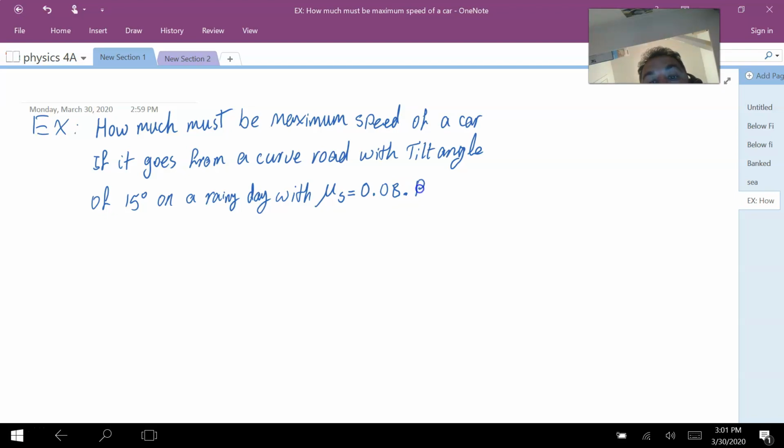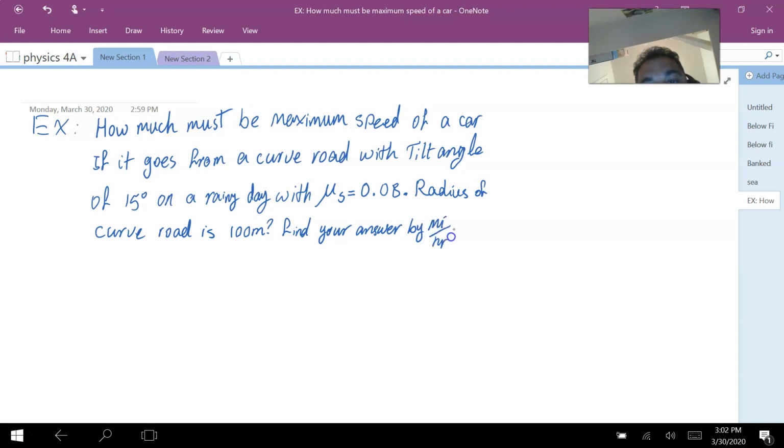Then right here the radius of the curved road is, let's say, 100 meters. Find your answer in miles per hour also. Okay.